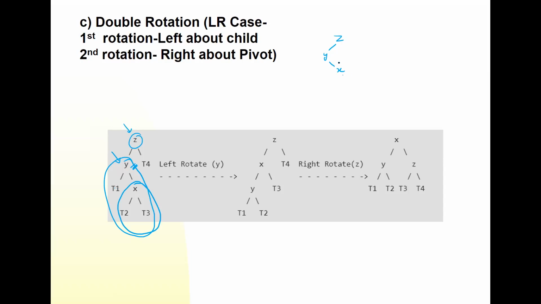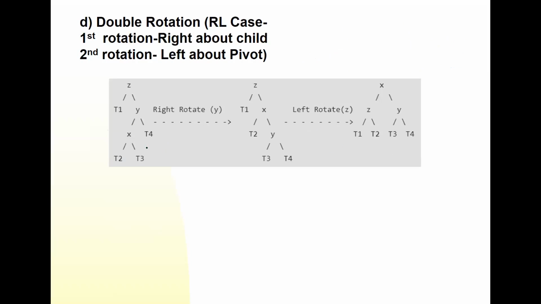Now what to do in this case? This is the left right case, LR case. Left, then right. For the LR case, the first rotation will be left about the child node of the pivot node, that is about y. After this, the second rotation will be right about the pivot node, that is the z node. So left about y, and you will get the output like this, and then right about z. After rotation right about z, this is the final structure.